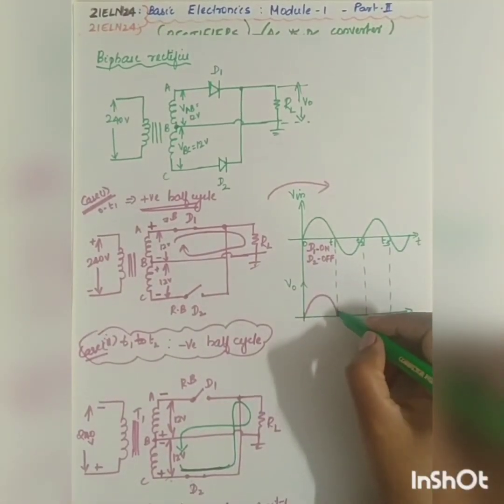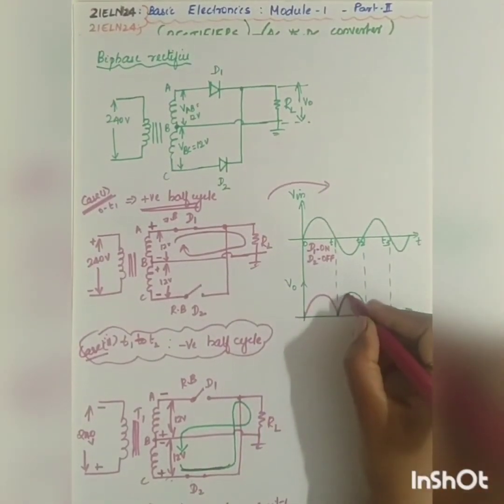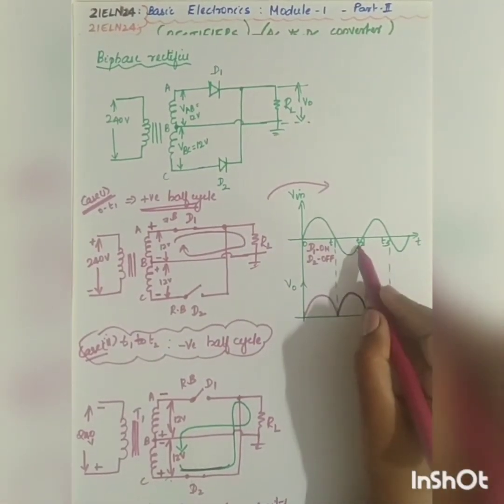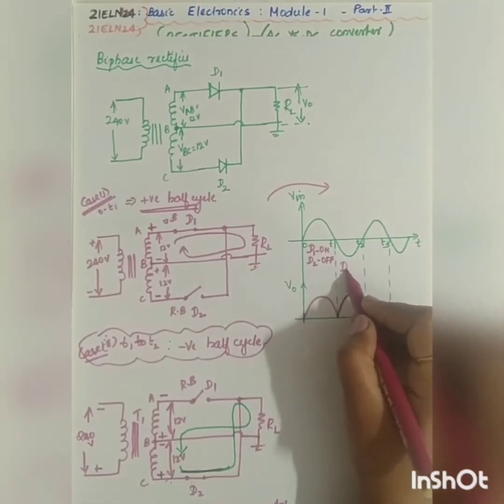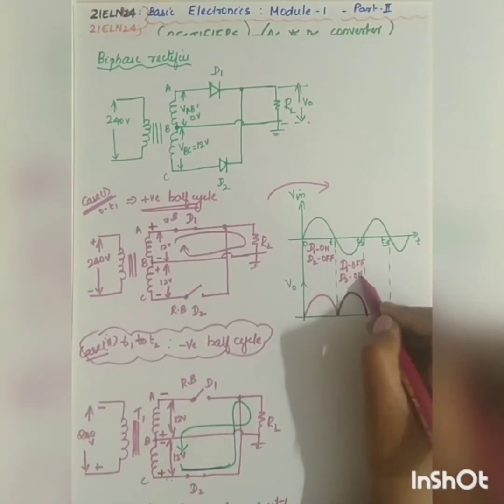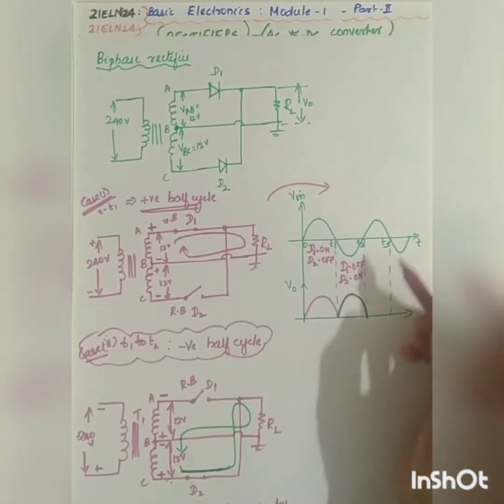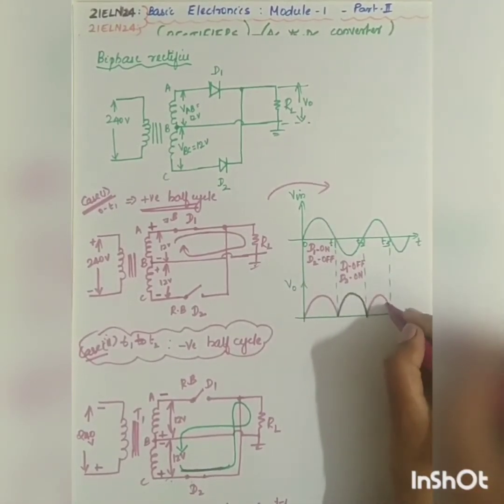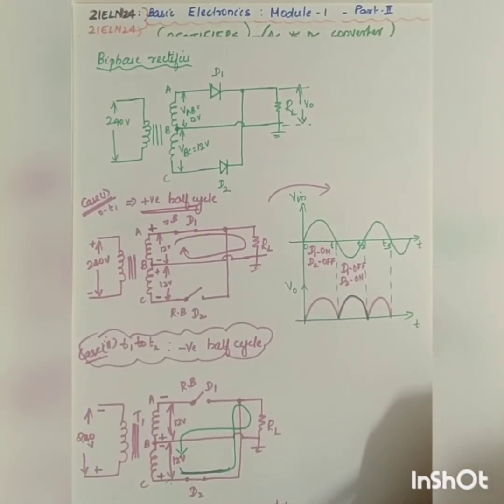So during the negative half cycle also, you will be getting the output. Again in time T2 to T3. So in this case, what will be the condition? D1 will be off, D2 will be on. Again T2 to T3, you will be having the repetition of case 1. So this is how your output looks like in the case of the biphase rectifier.